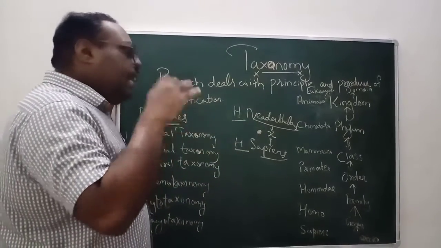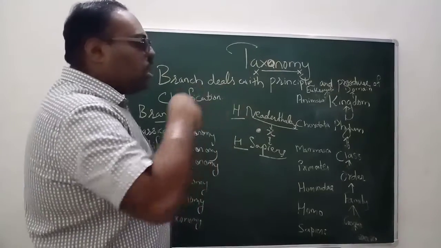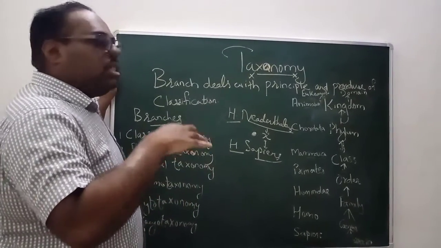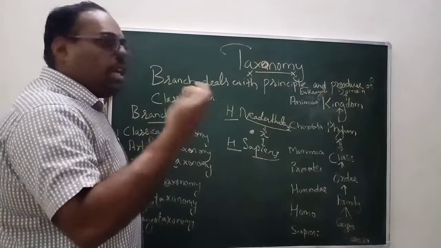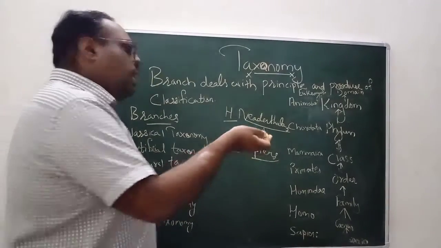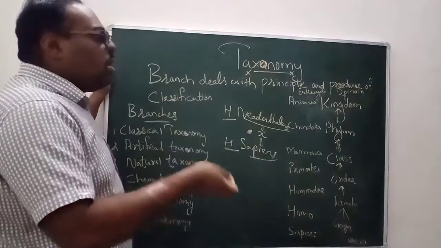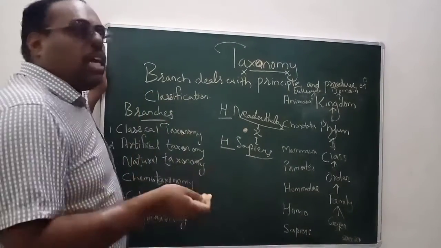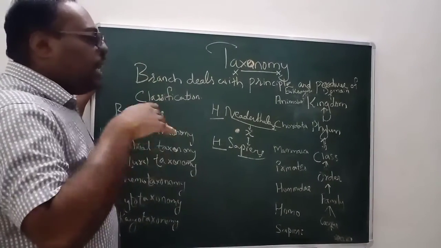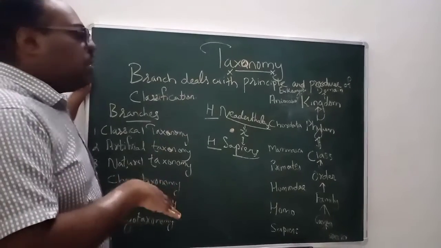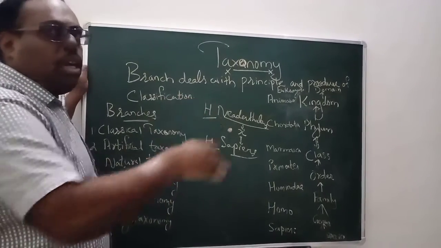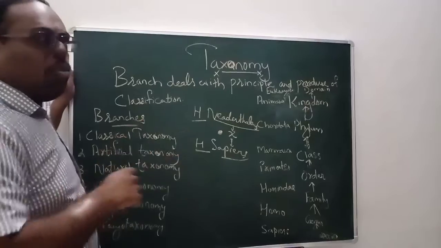Linnaeus did this for the purpose of study, to arrange organisms in an order so that we can study them. But when he arranged them in order, in ranks, other scientists found that we can relate it with phylogenetic studies also. So now the scientists are moving into that.